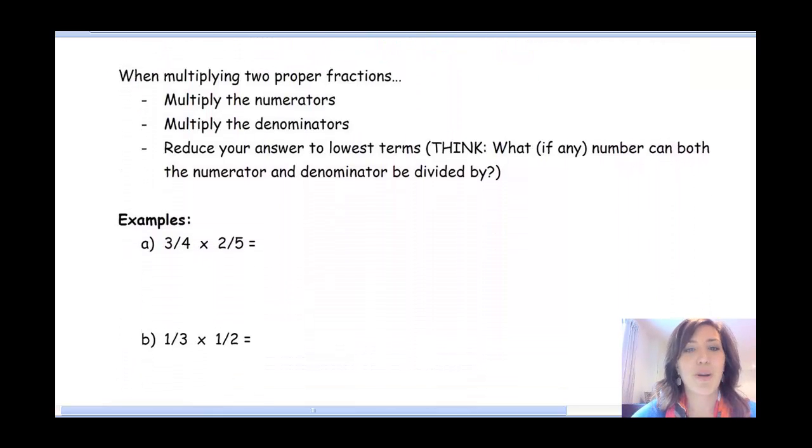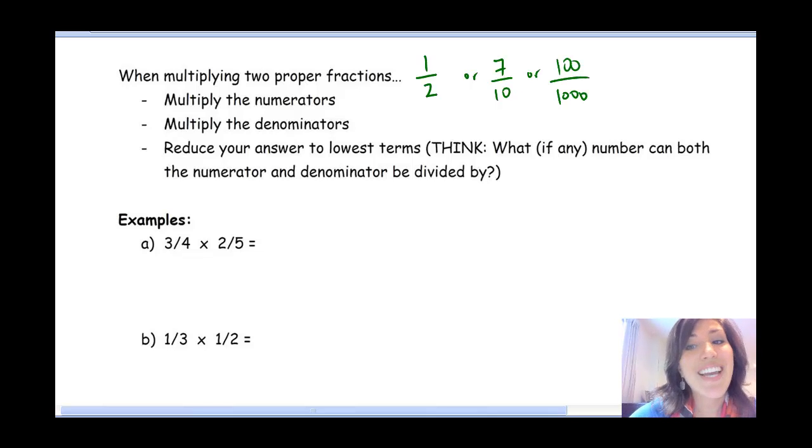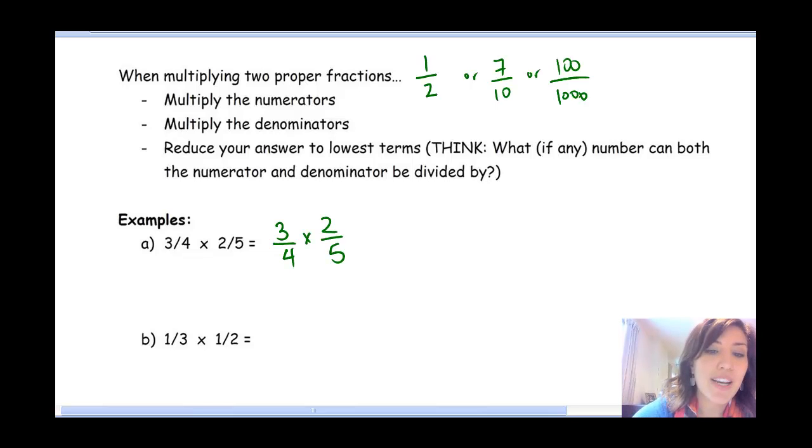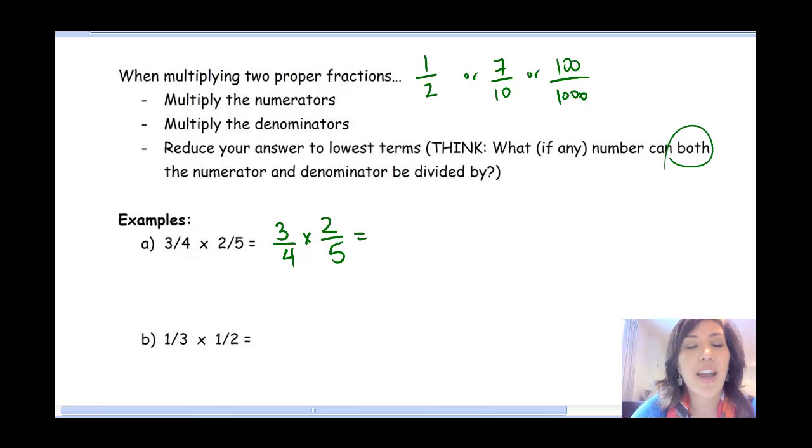So when we multiply two proper fractions, remember that a proper fraction is a number where the numerator is smaller than the denominator, so 1 over 2, or say 7 over 10, or 100 over 1,000, anytime this smaller number is on top. All we need to do is multiply our numerators, then multiply our denominators, and then think if we can reduce it or not. And remember that reducing is just thinking, is there any number that both the denominator and the numerator can be divided by? Can they be divided by the same number?